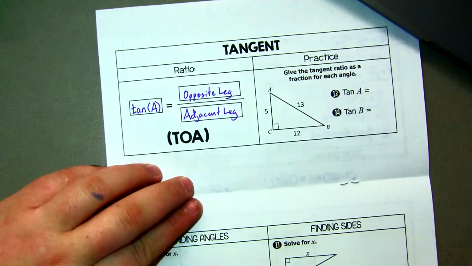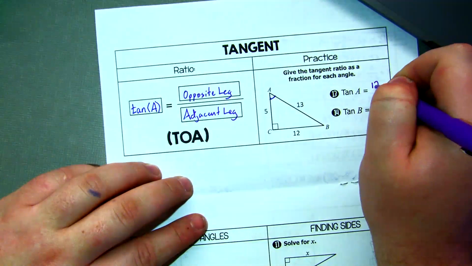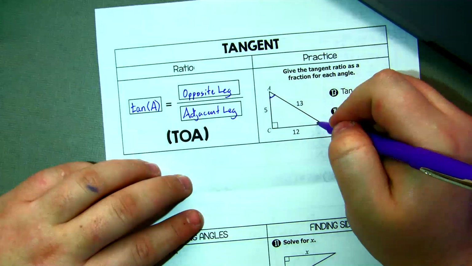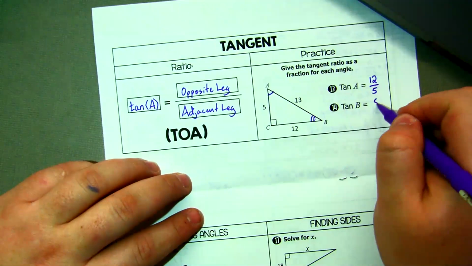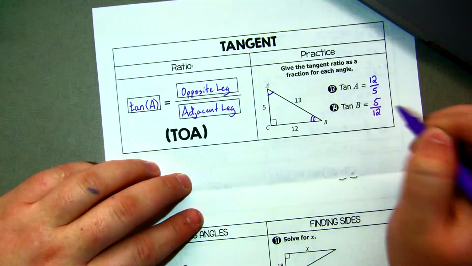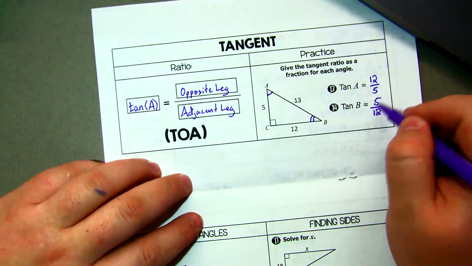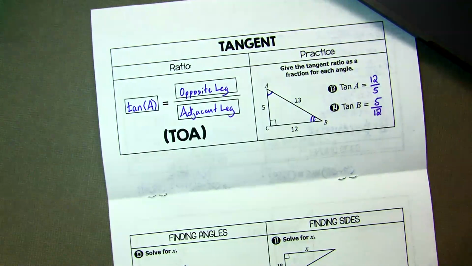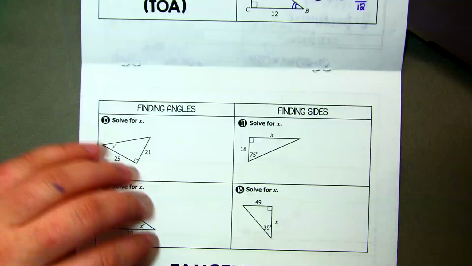Now that you're back, the tangent of A, we take our opposite leg of 12, our adjacent leg of 5, 12 over 5. Tangent of B, we take our opposite leg of 5, our adjacent leg of 12, for 5/12. Notice that these two fractions are reciprocals of each other. Also notice tangent does not use the hypotenuse. Let's work a couple examples of this.